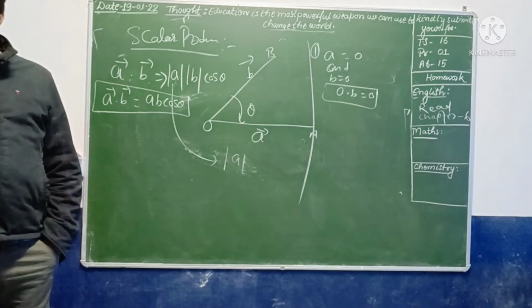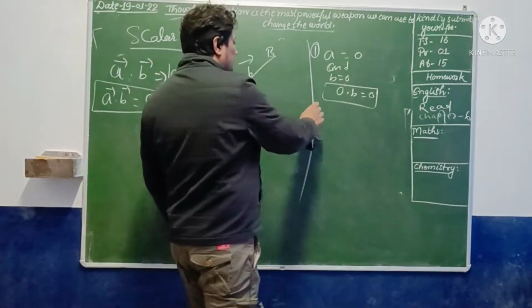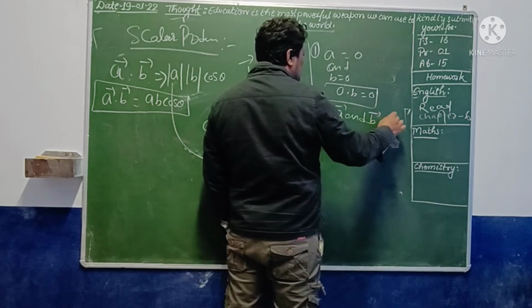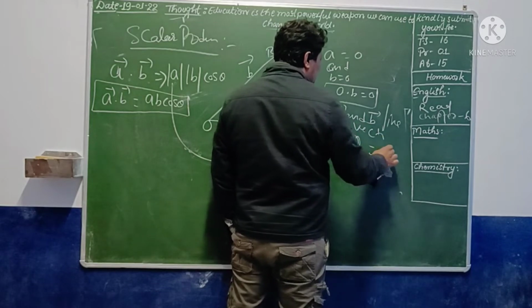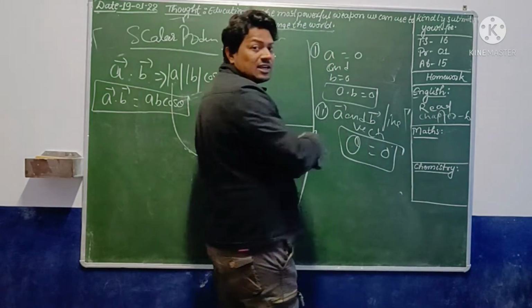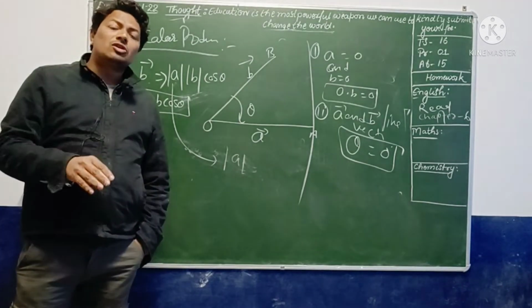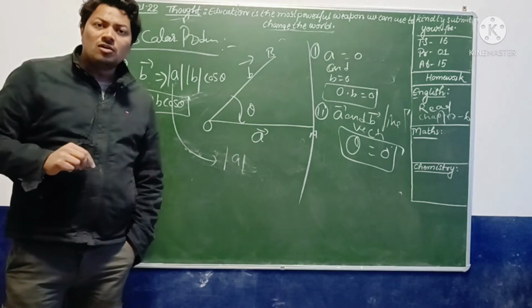If A and B are like vectors, then theta equals 0. Second, if both vectors are like vectors, what will happen? Theta will be equal to 0, as I told earlier. When they are like vectors, theta is 0. At theta equal to 0, both A and B are like vectors. The vice versa will also work here.